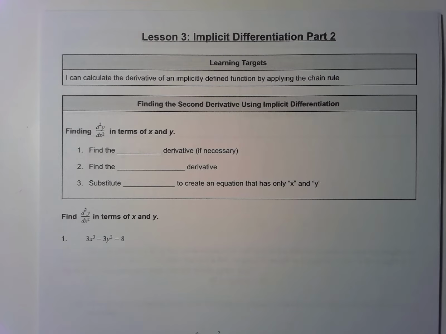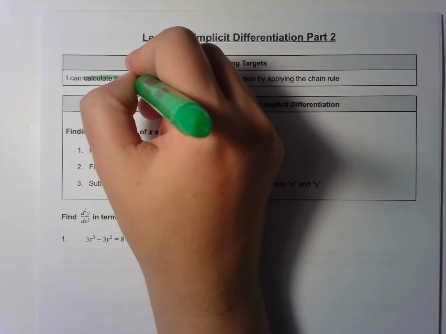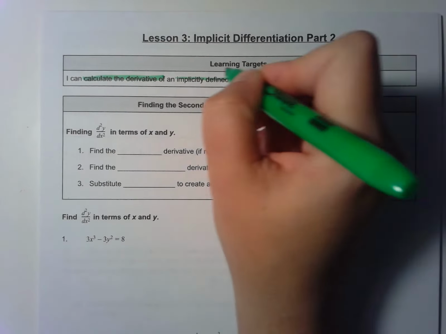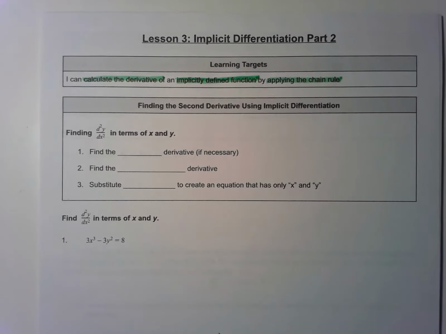Our learning target has not changed. We can calculate the derivative of an implicitly defined function by applying the chain rule, which is the reason that we write the dy over dx every time we take the derivative of y. Today, we're just going to be looking at this through a new lens. And the first thing we're going to do today is find the second derivative using implicit differentiation.